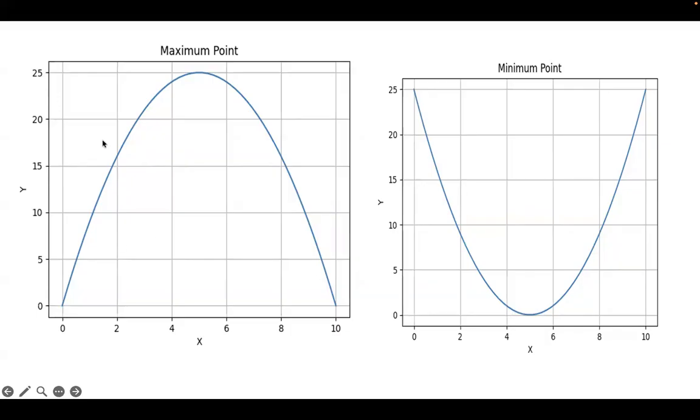So when the curve is upside down, we are saying that the curve is at a maximum point. Then you have the minimum point as well. So just appreciate how the curves behave. When we talk about the maximum graph or the minimum graph, you should be able to appreciate it.